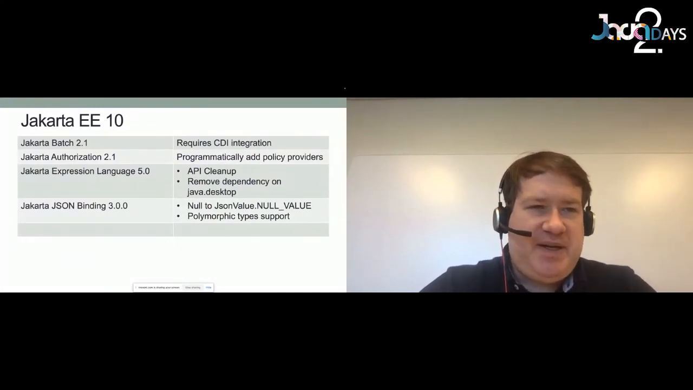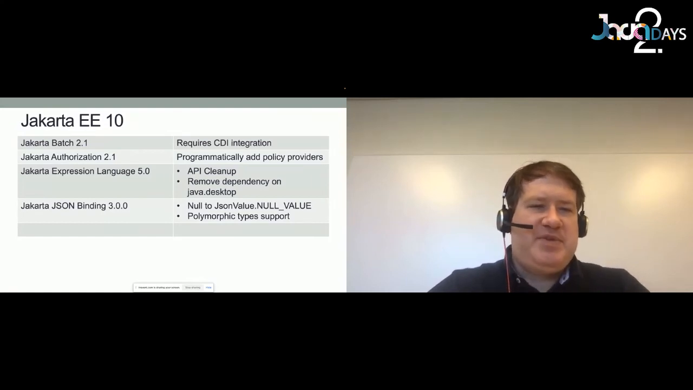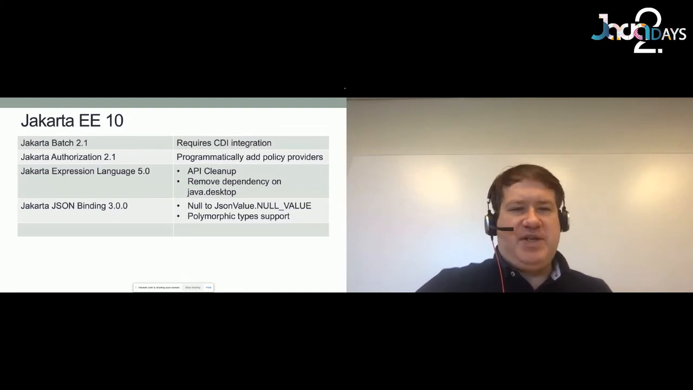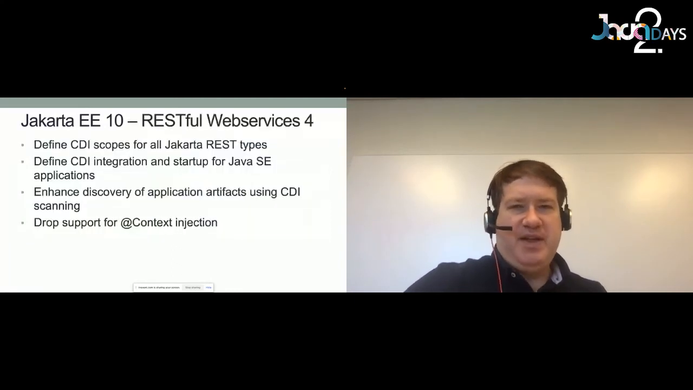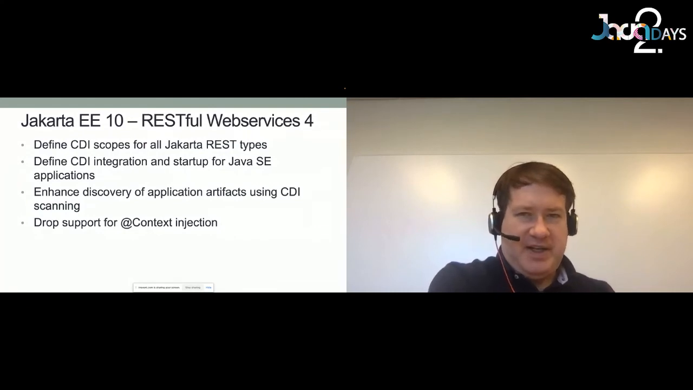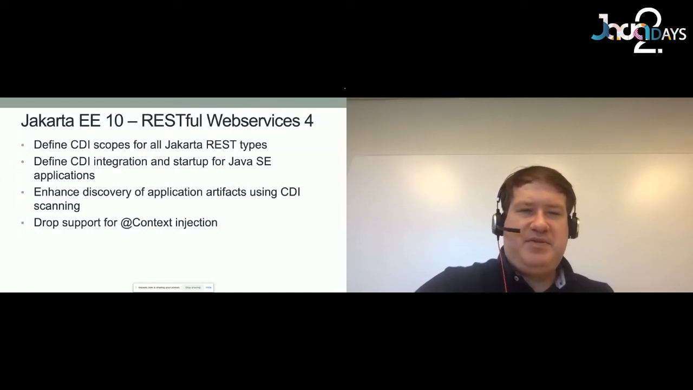Jakarta Batch is adding support for CDI integration. Authorization is adding support for policy providers. There's cleanup going on in Expression Language. Jakarta JSON Binding is adding new features for supporting polymorphic types and also handling null support. In Jakarta EE 10, we have RESTful Web Services version 4. There are changes coming for CDI scopes for all Jakarta REST types, and enhancing the discovery of application artifacts using CDI scanning. So that's coming in Jakarta EE 10.